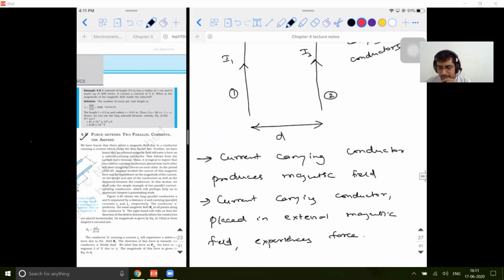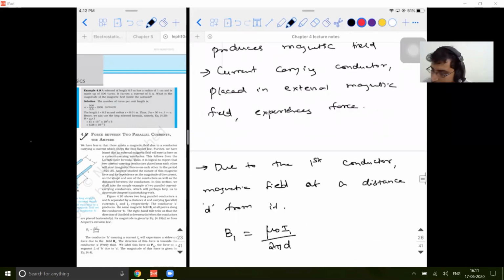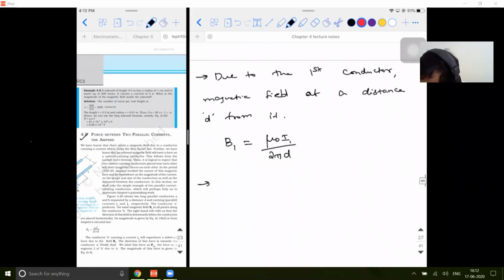According to the way I have taken the diagram, due to the first conductor, what will be the direction of the magnetic field at the second conductor? Minus k cap. Very good, it is going to be into the plane. If I take a free body diagram, the first conductor carries I1, and at a distance d from it there is a magnetic field into the plane, whose value B1 is given by mu naught I1 divided by 2 pi into d.